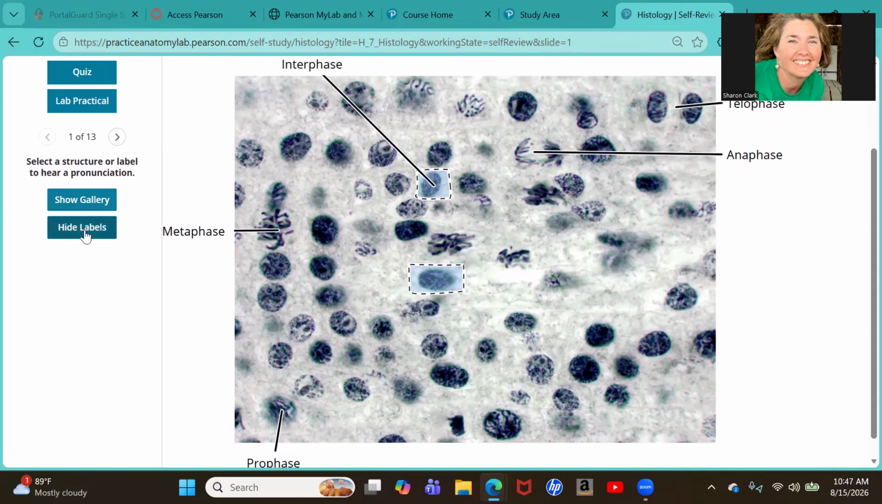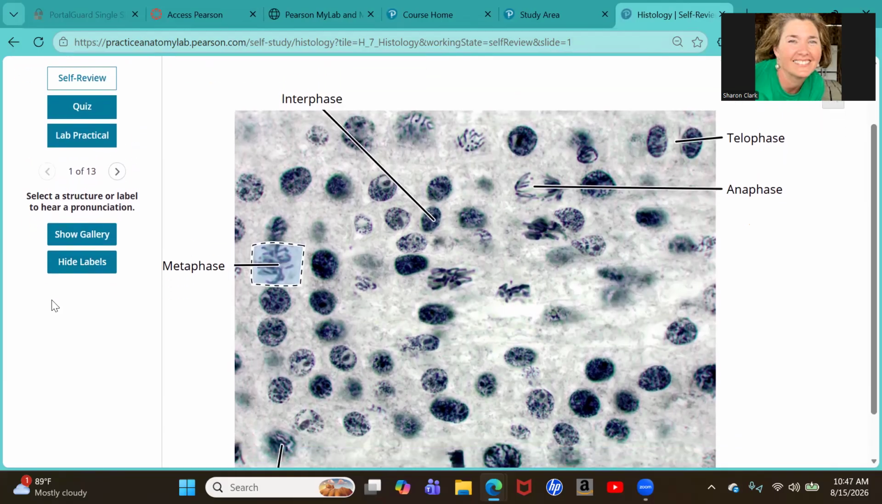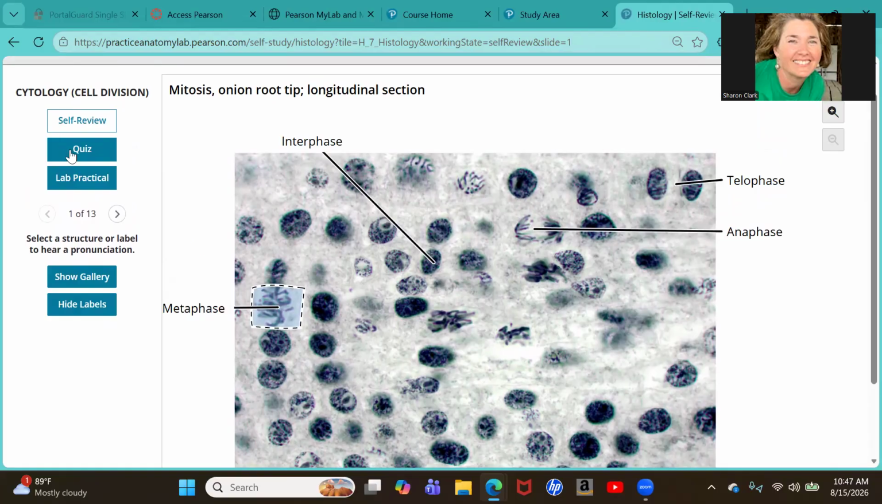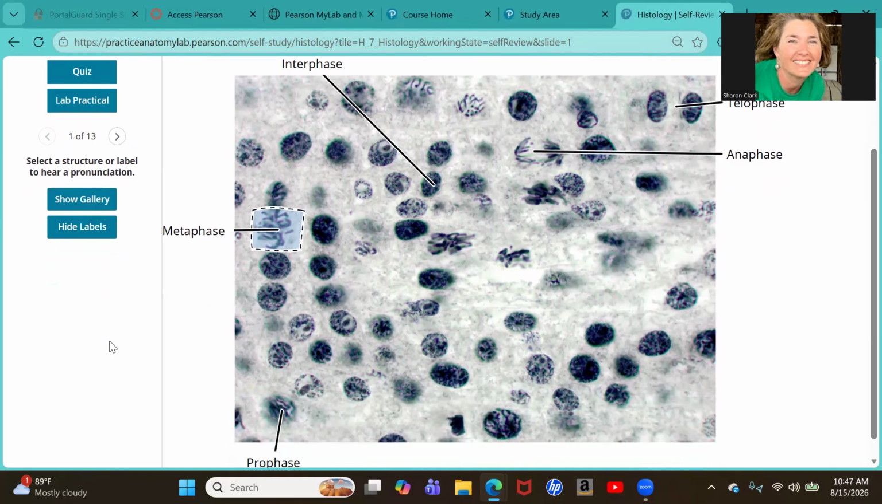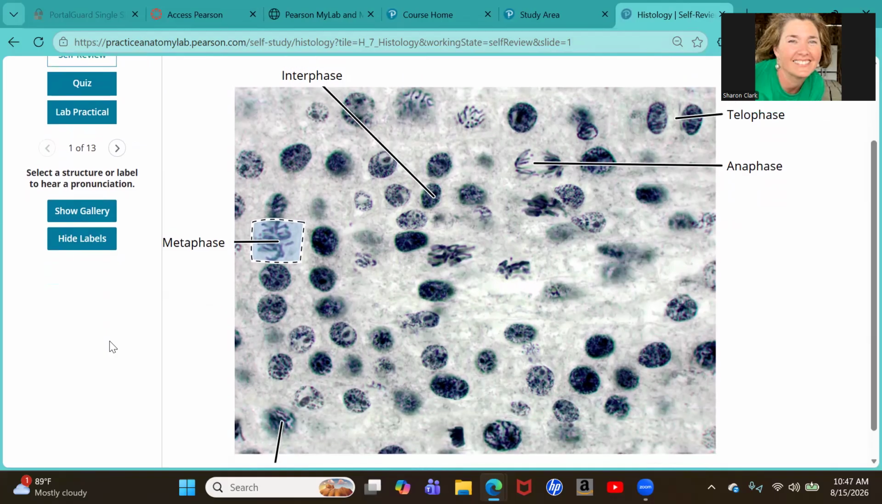So I am right here. We're going to go through each one of these slides and look at the different phases of mitosis, and we may even do the lab practical together or the self-review together. We'll see which one we would like to do before we end. So let's begin here with interphase.